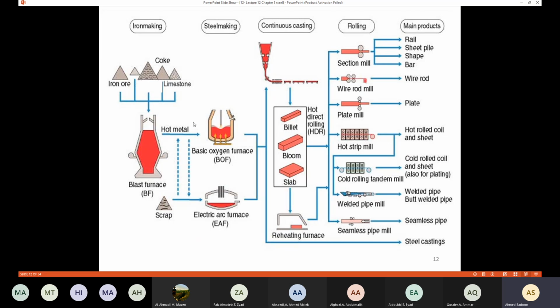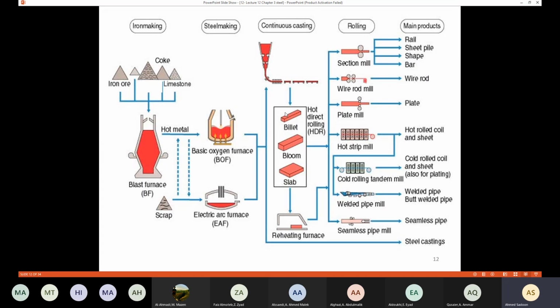Okay, the same step here. If you have scrap, if you have remaining steel, you are going to use the basic oxygen furnace or the electric arc furnace. Like we just mentioned, regarding the scrap, we are going to use the same method. We are going to start from step number 2. So after that, we have steel in the desired composition.